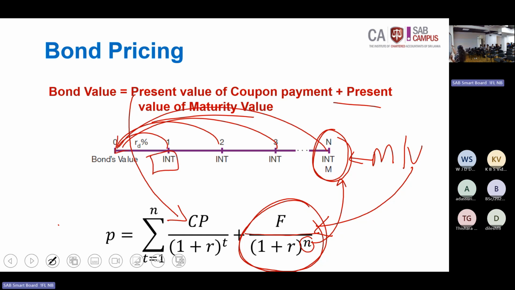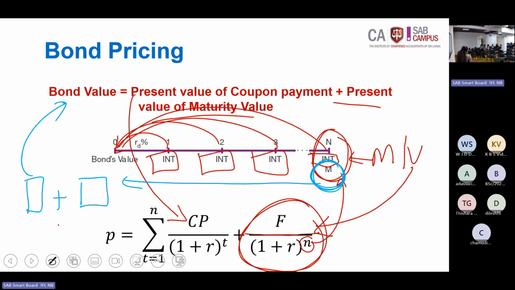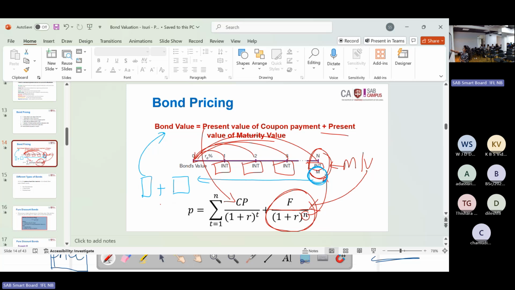Plus, we are considering this interest or the coupon separately. Plus, at the end of the maturity period, we need to separately consider the maturity value as well. So therefore, both together is the value of the bond. Okay.